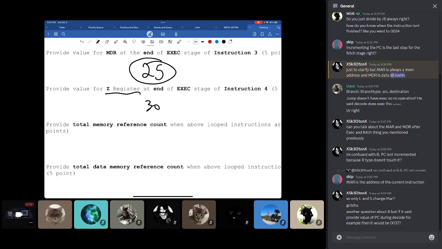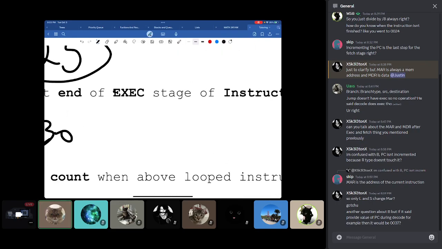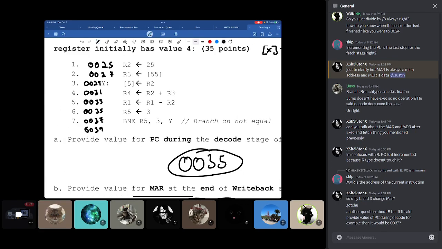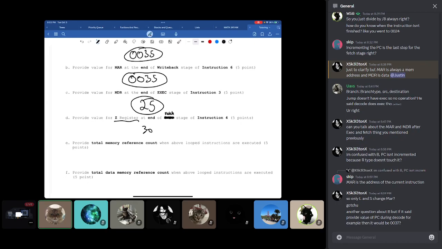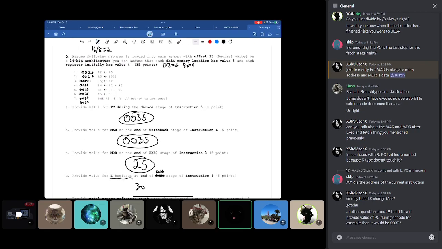Now let's say that instead of exec stage, let's say it said fetch stage. What do you guys think the answer would be? Can I see the question? If instead of exec stage it said fetch stage, what would be the answer? Can you also have the question in frame, as in the list? Yeah, thanks.